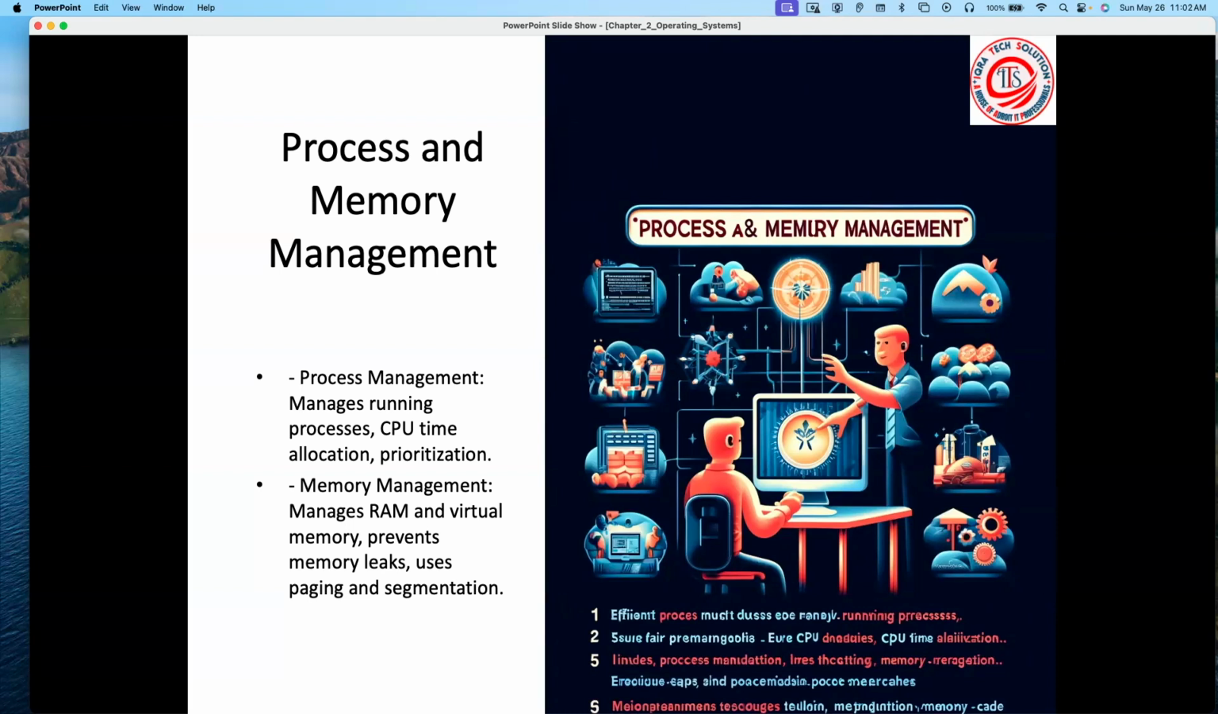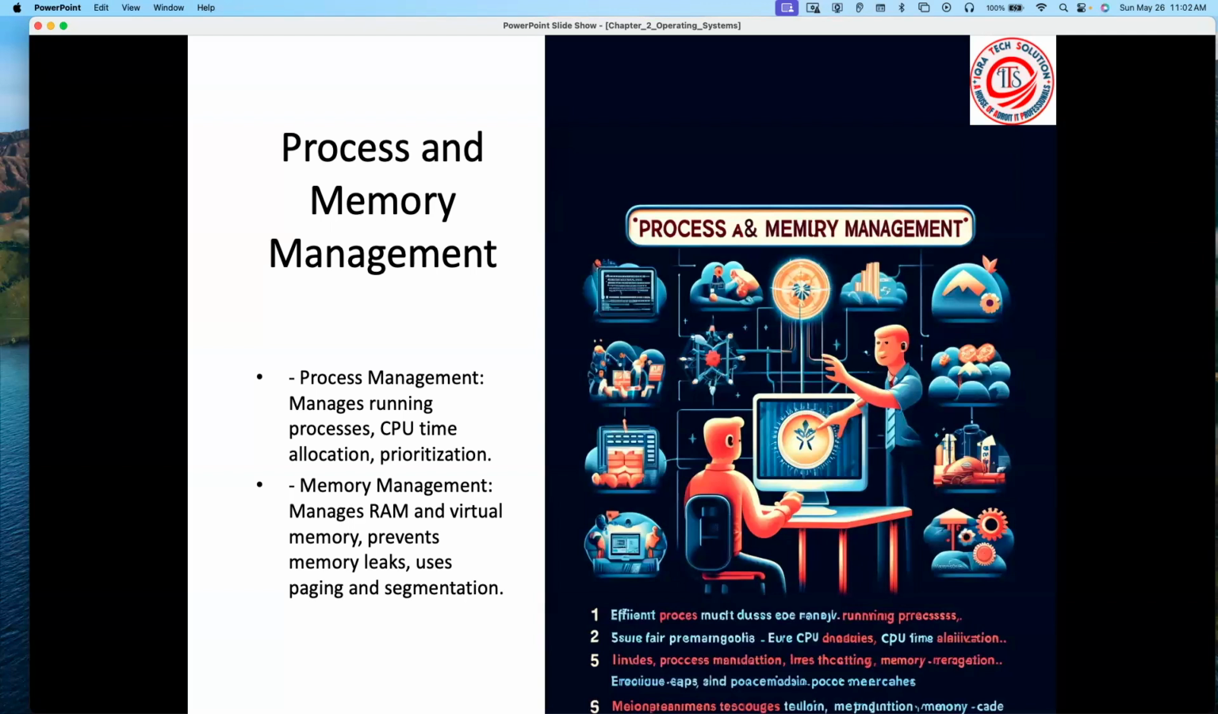Second, we are talking about memory management. Memory management involves managing the system RAM and virtual memory. It ensures efficient utilization. It avoids issues like memory leaks and fragmentation. Techniques include paging, segmentation, and memory caches. This ensures your computer runs smoothly.